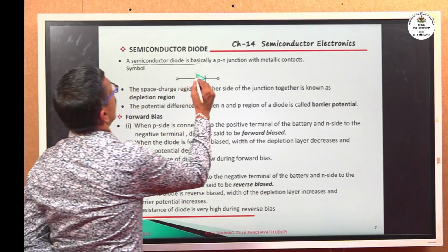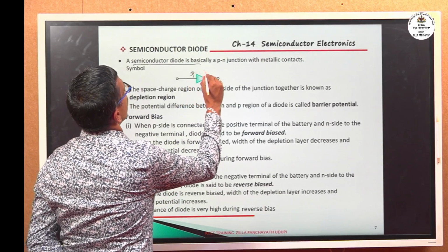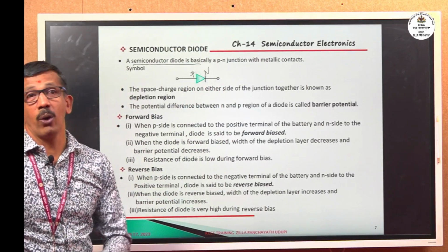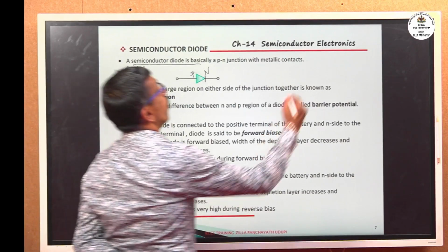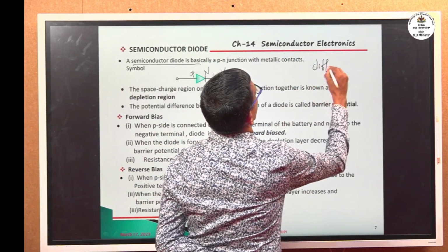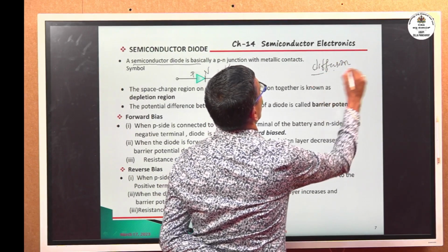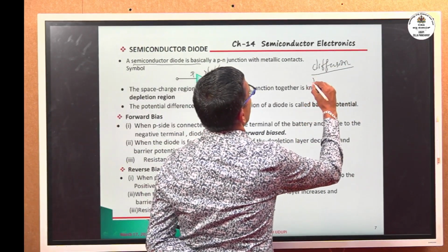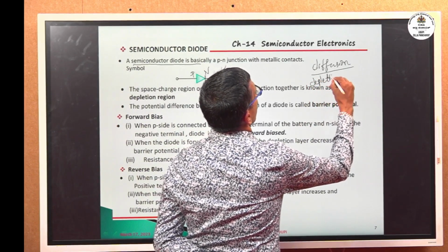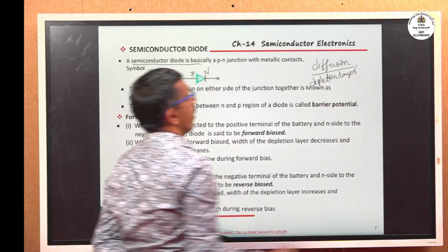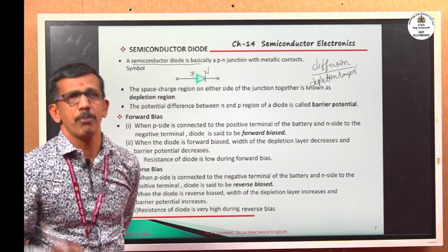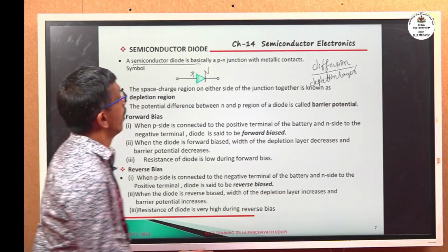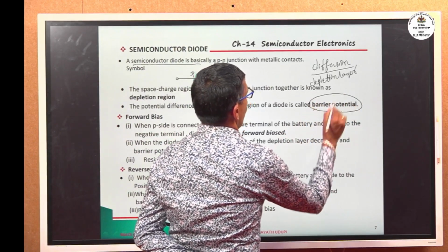This is the symbol of the semiconductor diode, where the triangle is the P side and the line is the N side. As soon as the junction is formed, we know there are three processes taking place: diffusion of majority carriers due to concentration gradient, and formation of the depletion layer. Then, due to the formation of the depletion layer, a small amount of potential difference exists across the junction. That potential difference is called barrier potential.